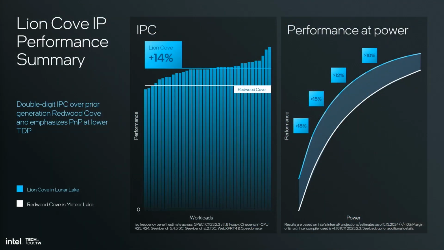So, how did we do? Well, Lion Cove drives a significant double-digit IPC, or fixed frequency, improvement over a wide spectrum of workloads. Having optimized for lower TDPs on Lunar Lake, Lion Cove delivers more than 18% PnP, or performance at power, in that low TDP range.